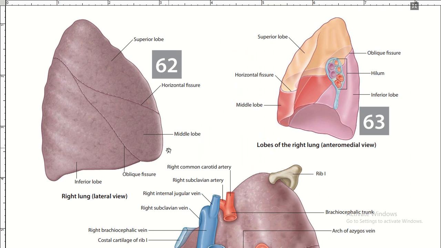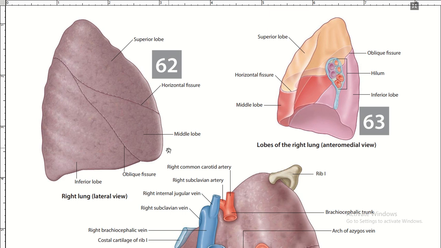So this is your right lung. Your right lung is higher than your left lung. True. Because your right lung sits on the right dome of your liver, and the right dome of the liver is higher than the left dome of the liver. So the apex of the right lung is higher than the apex of the left lung.